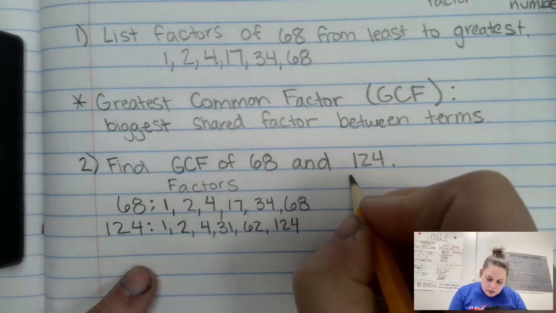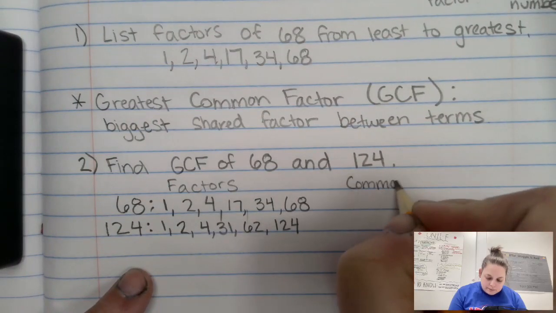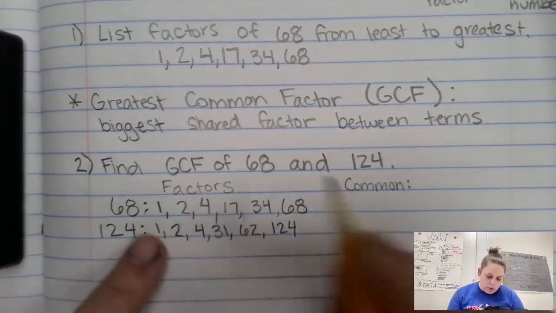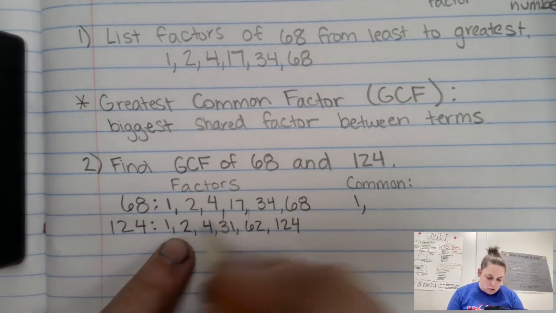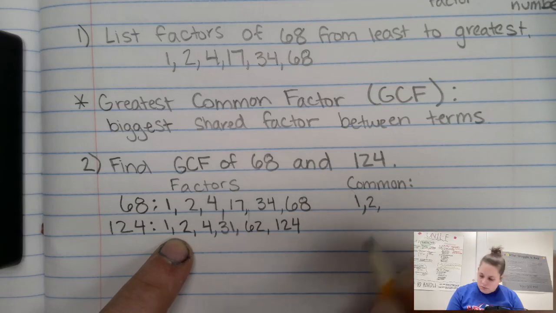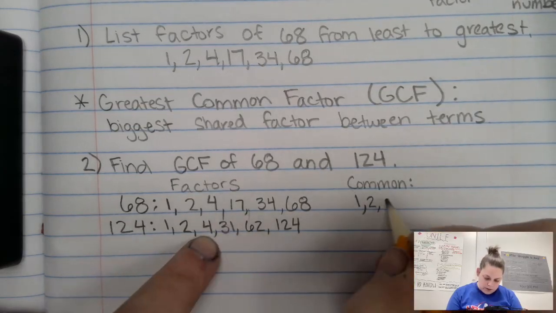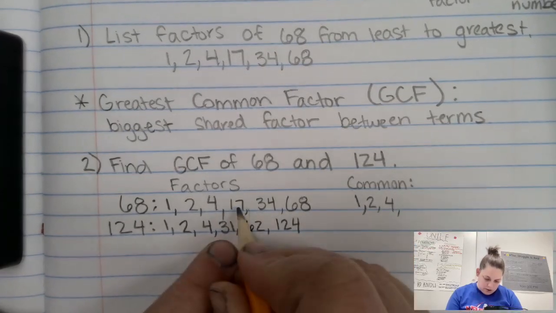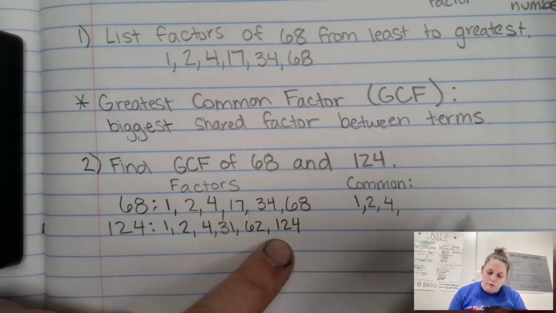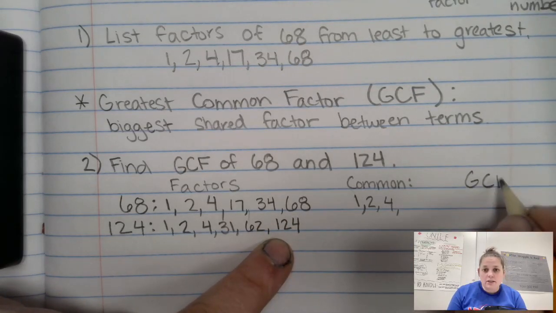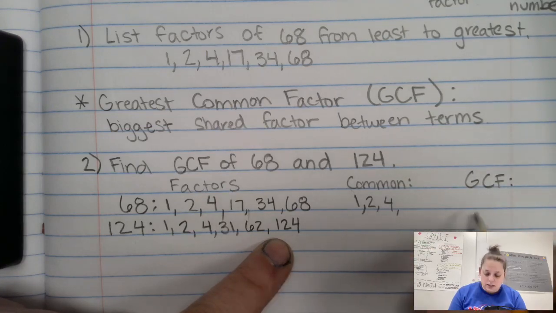Now I'm going to look and see which ones they have in common. They both have a 1. They both have a 2. They both have 4. 31, nope. 62, nope. And then 124. So common is 1, 2, and 4. Our greatest common factor is just which one out of that list is the biggest, and our biggest is 4.